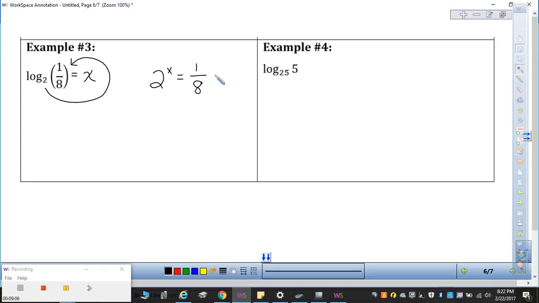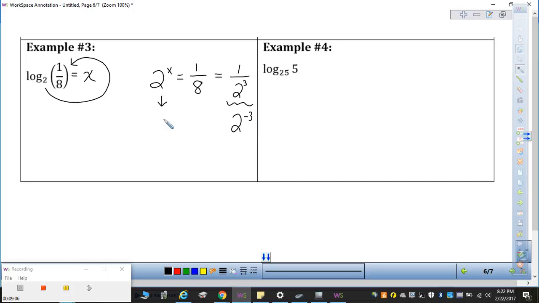Something that you might notice about the 8, we could rewrite 8 as 2 to the third. 1 over 2 to the third is the same as 2 to the negative 3. Remember that if you have a negative exponent, it turns into a fraction that has a numerator of 1, and the exponent becomes positive. We could turn that fraction back into a non-fraction by making the exponent negative.